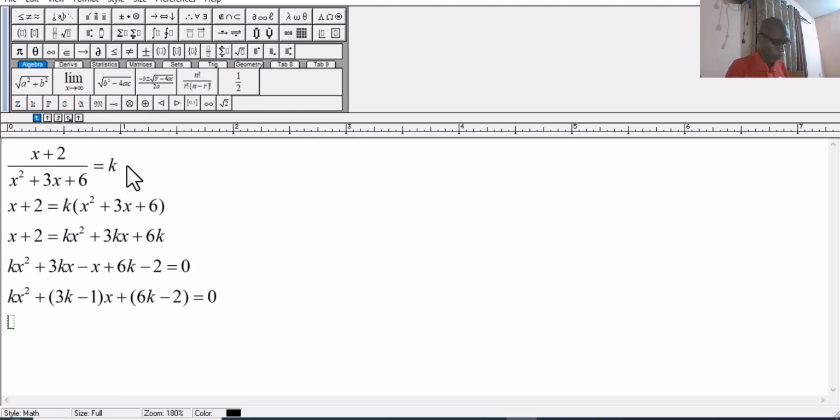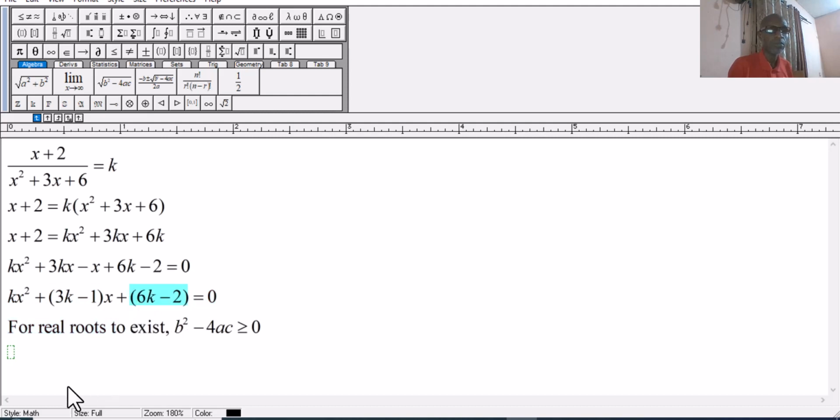So for real roots to exist, b² − 4ac must be greater than or equal to 0. That condition must be met. So let's see how we go about it. This is now our a, this represents our b, and this represents our c.